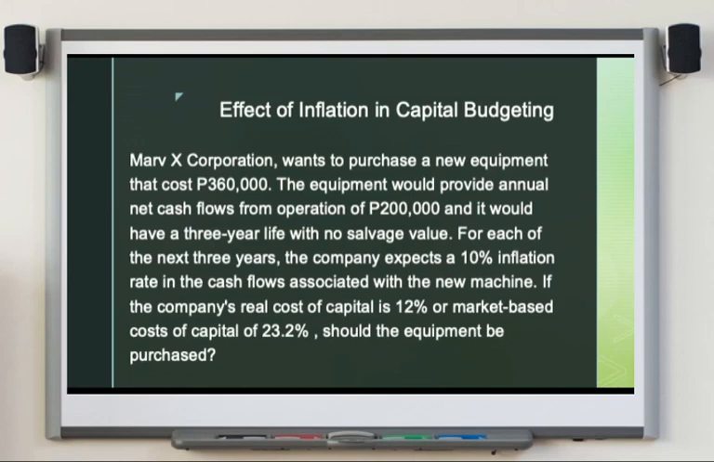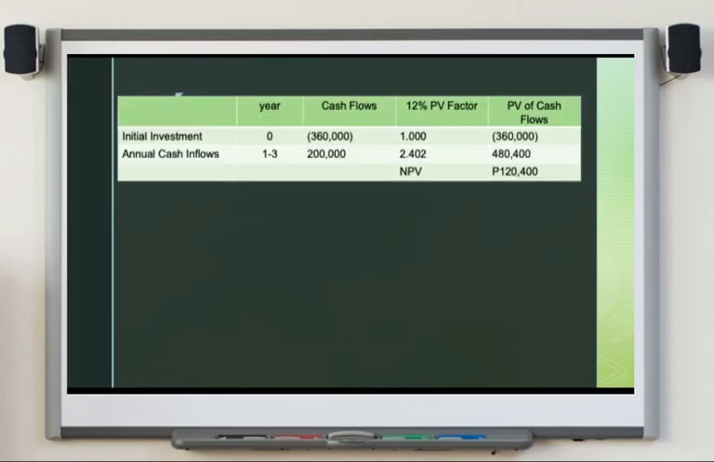in the cash flow associated with the new machine. If the company's real cost of capital is 12% or the market-based cost is 23.2%, should the equipment be purchased? Okay. So let us first try the NPV using the cost of capital of 12%.